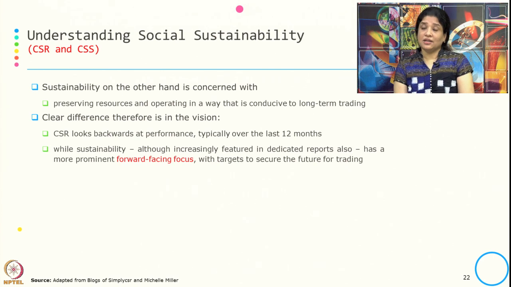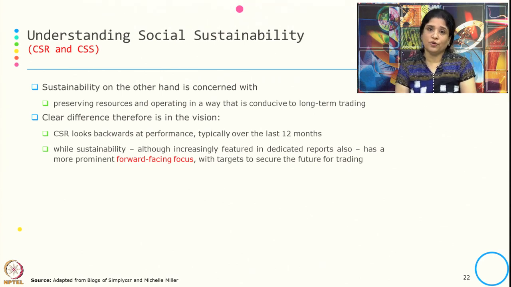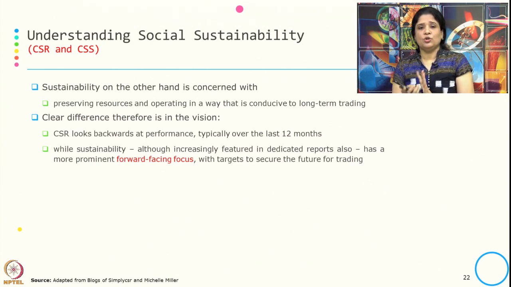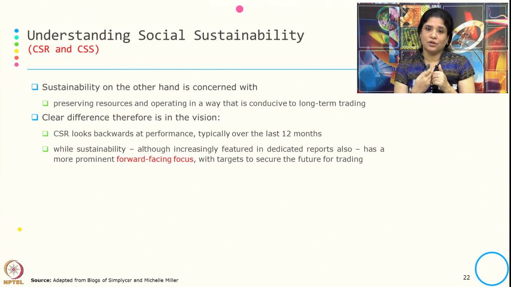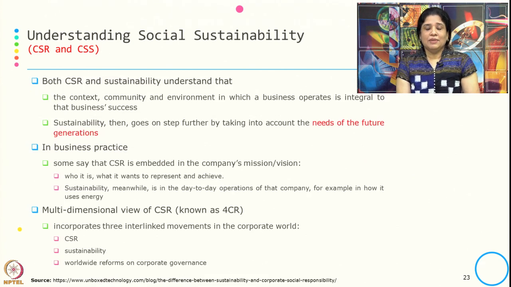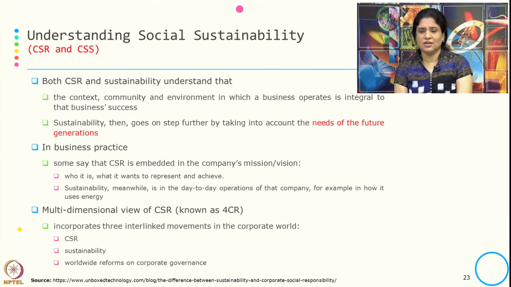On the other hand, sustainability is concerned with preserving resources and operating in a way that is conducive to long-term trading. The clear difference between CSR and CSS, as we discussed in the previous slide, is that CSR looks backward at performance, typically over the last 12 months, while sustainability is more forward-facing, with a target to secure the future for trading. Similarly, both CSR and sustainability understand that the context, the community and environment in which a business operates, is integral to business success. Sustainability then goes a step further, taking into account the needs of future generations. So CSR is concerned with the community and environment in which the business is operating, but sustainability also looks at the environment and community of the future generations.